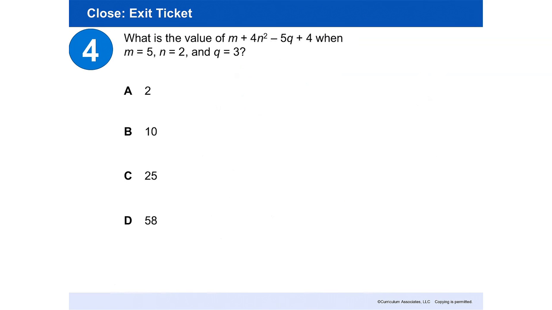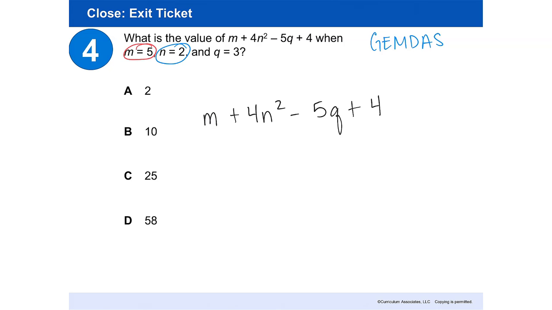All right, now let's look at our last one here. This one is a little trickier because we have several variables that we have to substitute, but nothing we can't handle. So we're going to start off, write gem dust. Get in the habit of doing it when you're doing order of operations. Okay, and then we'll write our expression, which is m plus 4n squared minus 5q plus 4. Now it tells us that m is 5, n is 2, and Q, I'm going to do purple here, is 3.